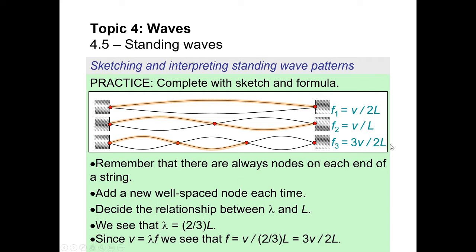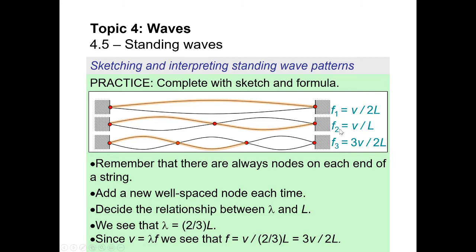So frequency 1 is V over 2L. If you take this expression and you multiply by 2, you get V over L. Now if you take the initial expression and you multiply by 3, you get 3V over 2L. But notice that to multiply by 3, I get F3, and multiplying F1 by 2, I get F2.